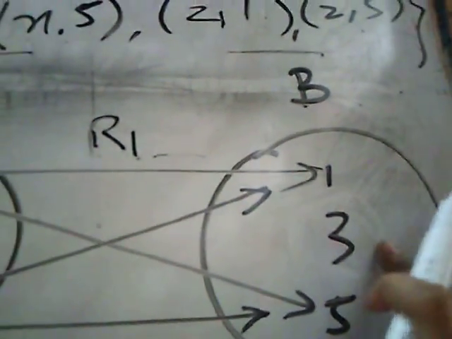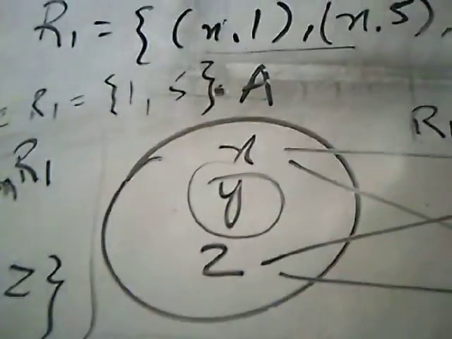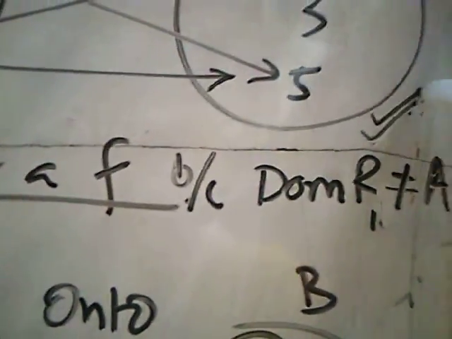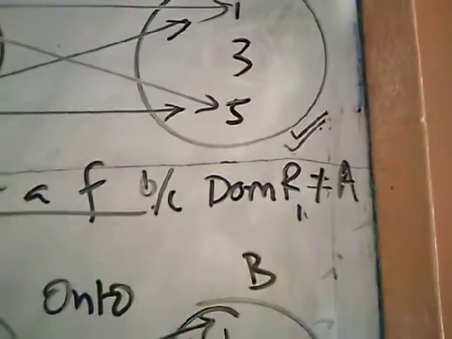Over here y is left out, it is not mapped. We are only considering the first elements of the pairs. So in the mapping, the first member x is mapped and the last member z is mapped, whereas y is left out. So over here the domain of the binary relation R1 is not equal to set A, therefore it is not a function. So always remember, this is the basic condition for any binary relation to be a function.